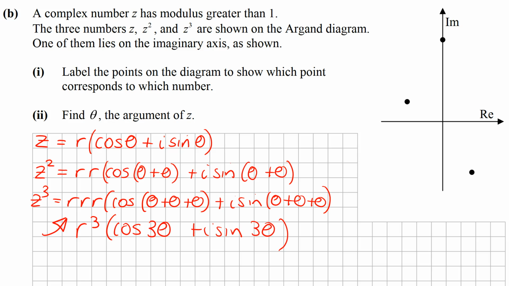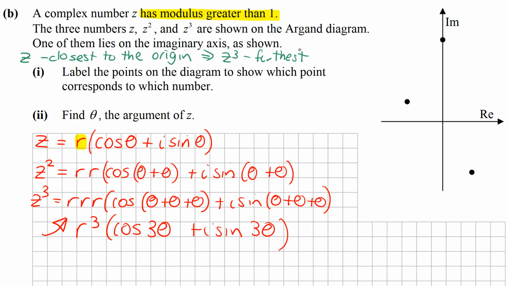Well, there's a very important sentence here: a complex number z has a modulus greater than 1. If its modulus is greater than 1, then r is greater than 1. So when I multiply r by another r, it makes a bigger number again, and by another r, bigger again. And what does the modulus mean? Your modulus means your distance from the origin. So this means z would have to be the closest to the origin, and this would also imply that z cubed would be the furthest.